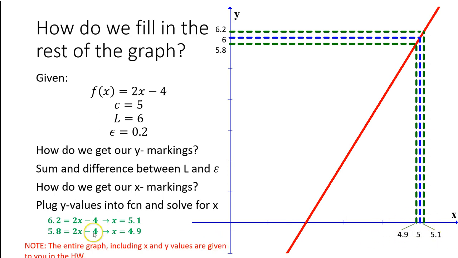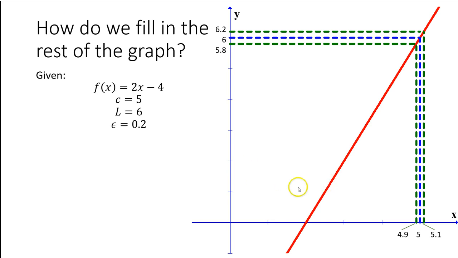Now please understand, in your homework when you're given these graphs, they will give you all these markings. However, I want you to understand you can calculate them if you're not given them originally. So let's go back to what we were doing originally. We now have our A and our B and our C, and to find the delta we took the difference between A and C and the difference between B and C.